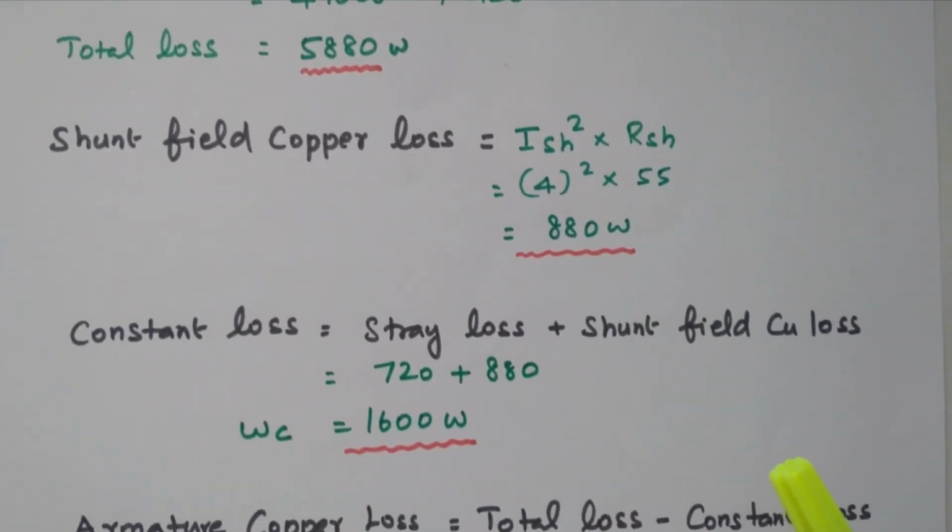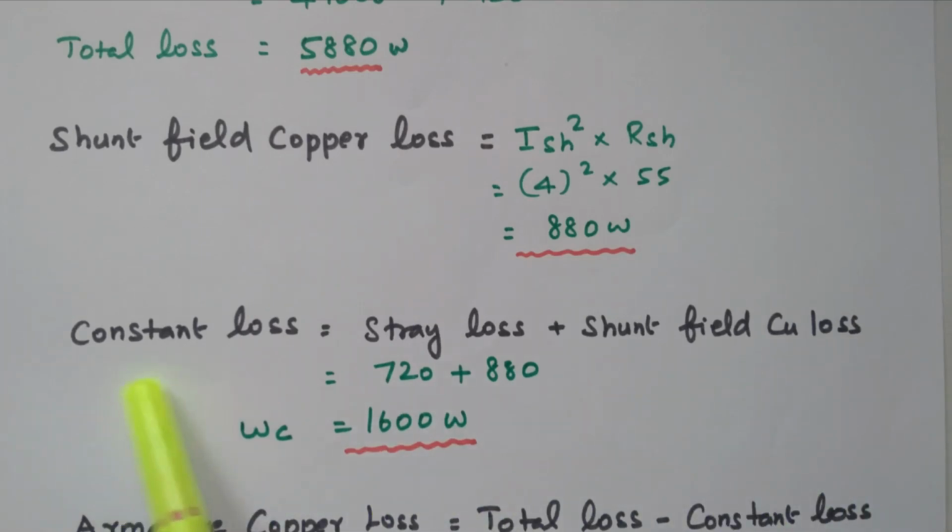Right? So we know that constant loss equals stray loss plus shunt field copper loss. Why is it called constant loss? This loss will not vary with the armature current. Irrespective of the armature current, these two losses are always constant. The stray loss is already given, 720 watts. The shunt field copper loss we calculated, 880. These two are called the constant loss. It will not vary with the armature current, that is, it will not vary with the load. It is always constant. So the sum of these two is 1600 watts.